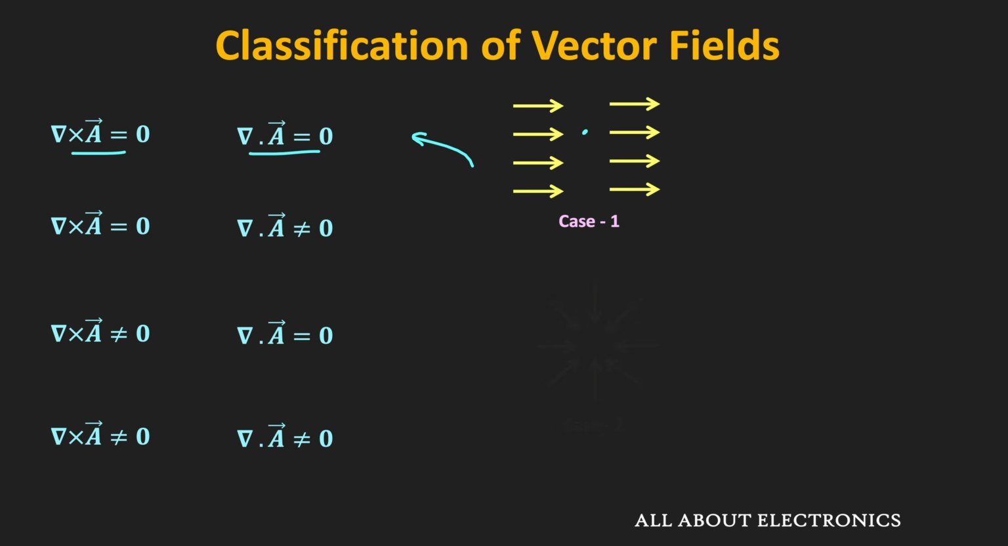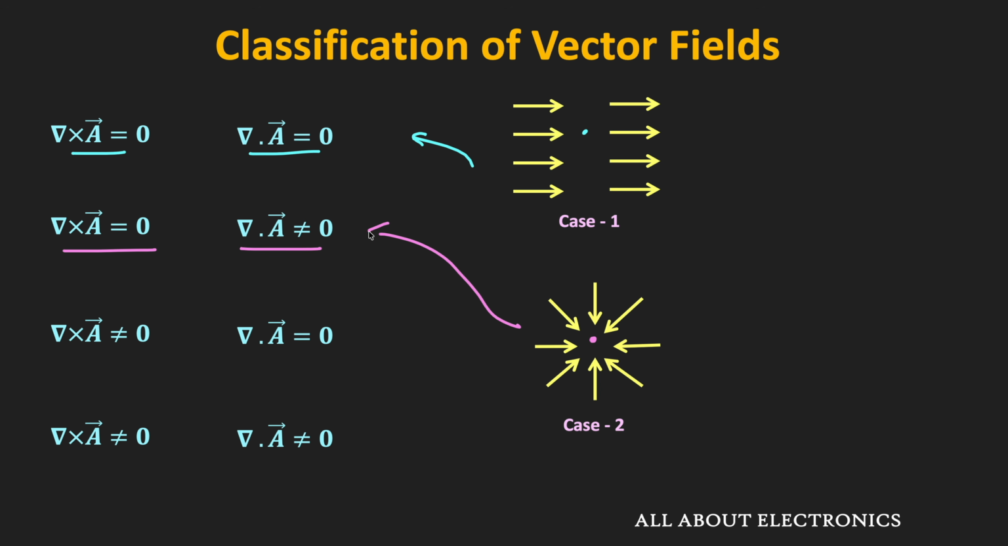Similarly, this vector field represents the second case. For this vector field, the divergence is non-zero, because here the vector field is converging at a specific point. That means this divergence is non-zero. But since the field is non-rotating or non-circulating, we can say that its curl is equal to 0. So this field represents the second case.